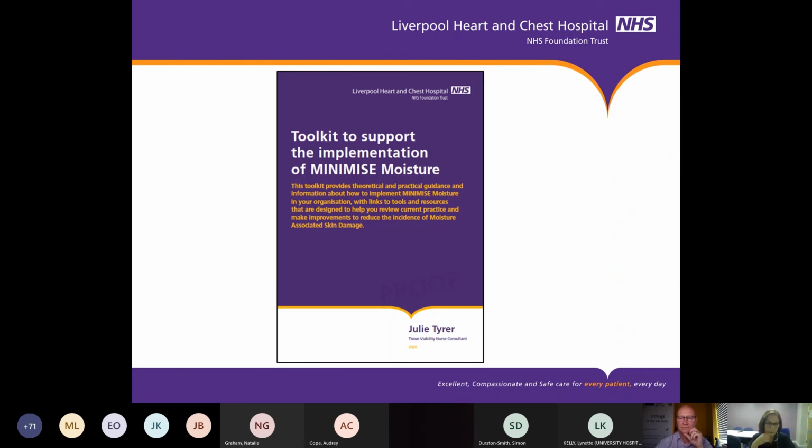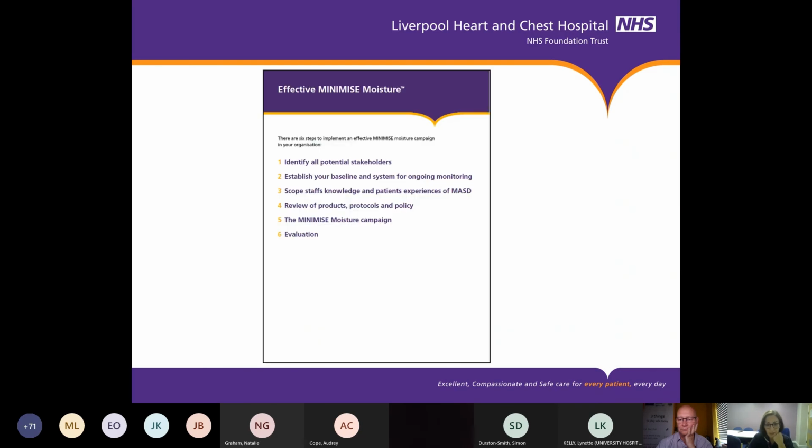This was a bit cathartic actually, because this isn't necessarily what we did. This is how I'd do it again if I was doing it again. So again, it's pertinent to the Minimise moisture theme and campaign, but it actually includes a bit of a quality improvement approach for any local quality improvement initiative that you might think about doing. It's split into these 6 sections really.